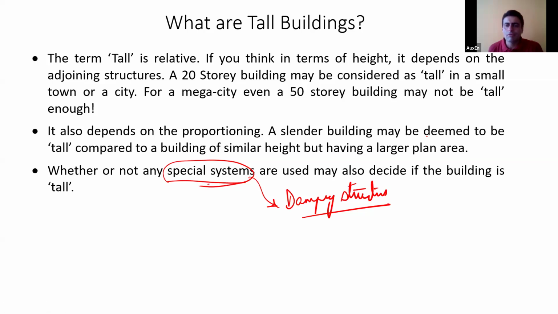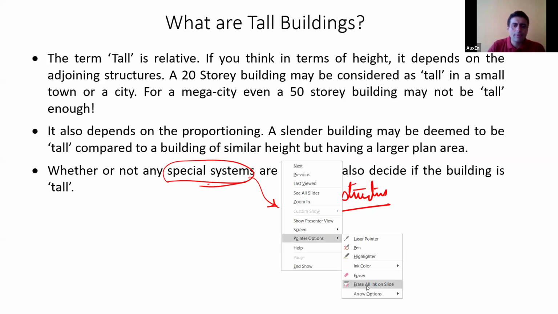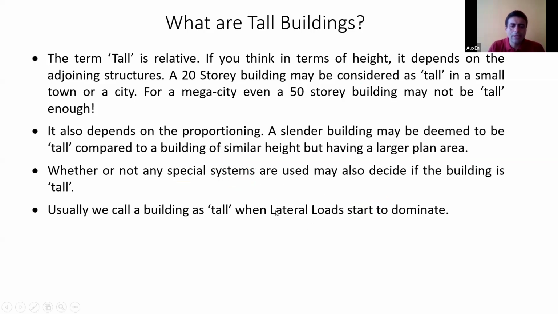I think you may have heard of Taipei 101. Taipei 101 is one of the earliest buildings which used a tuned mass damper to control the lateral deflections and accelerations. So whether or not any such special system is being used to provide additional damping may help us in defining whether a building is tall enough or not. Okay, so this can be one of the other ways to say whether your building is tall or short.